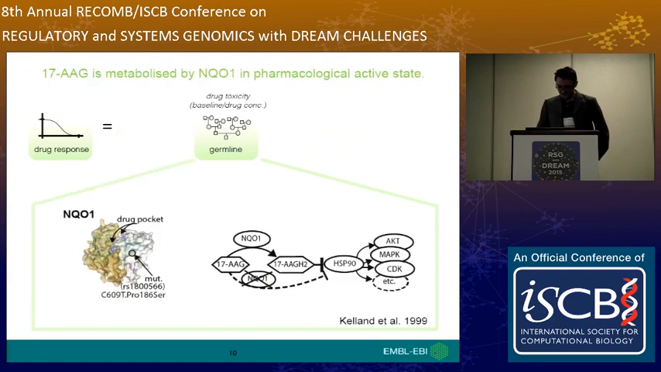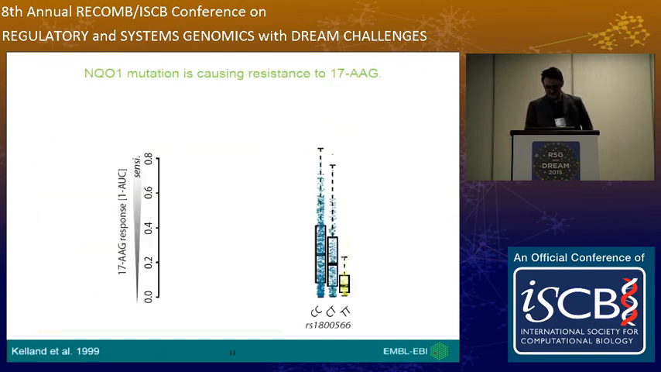So NK1, what is that? It's an enzyme which is metabolizing 17-AAG into its active state, which then becomes a very potent HSP90 inhibitor. HSP90 is a housekeeping gene which is important for helping the folding of various client proteins. It's a chaperone. If you don't have functional NK1, you also get slight inhibition of HSP90, but not as potent.